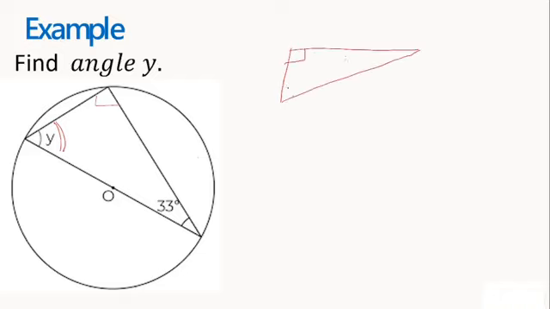And this is a right angle. So if here you have y, and here you have 33 degrees, and you need to find the value of angle y. So the sum of angles in a triangle adds up to what? 180 degrees. So I'm just going to add y plus 33 degrees, then plus 90 degrees.